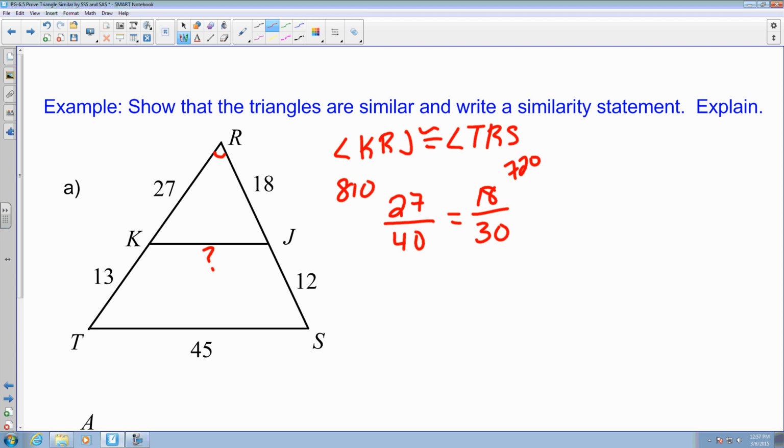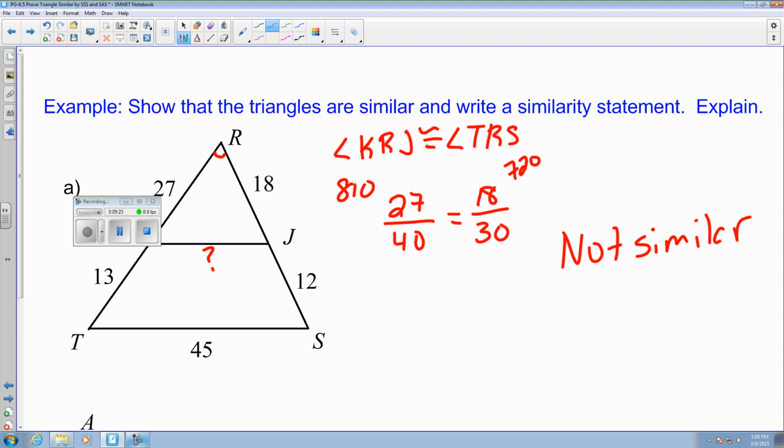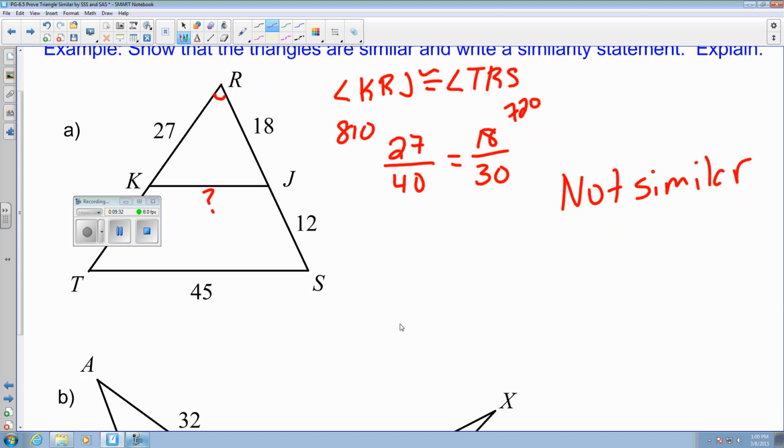All right, sorry about that. I guess because they're not proportional, I can say that this is not similar. The reason for that is they told us that that's not parallel, and I can't prove that by angle. Okay.